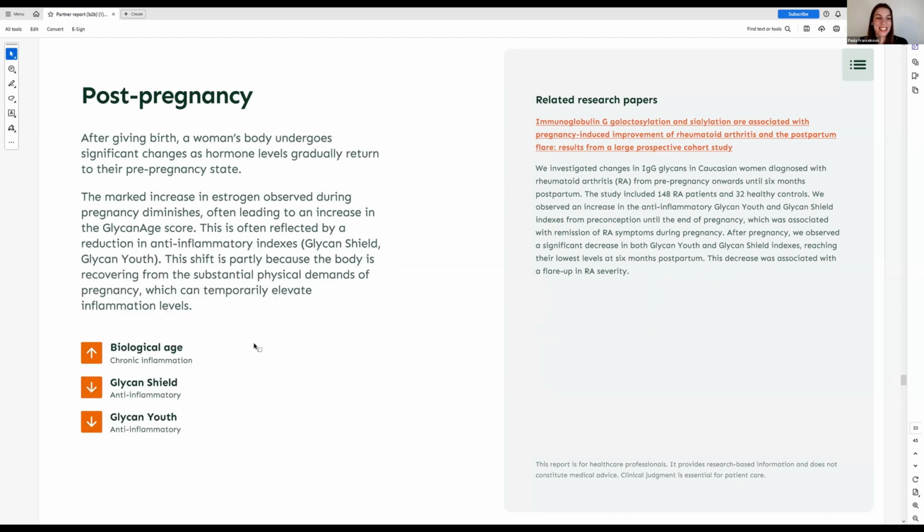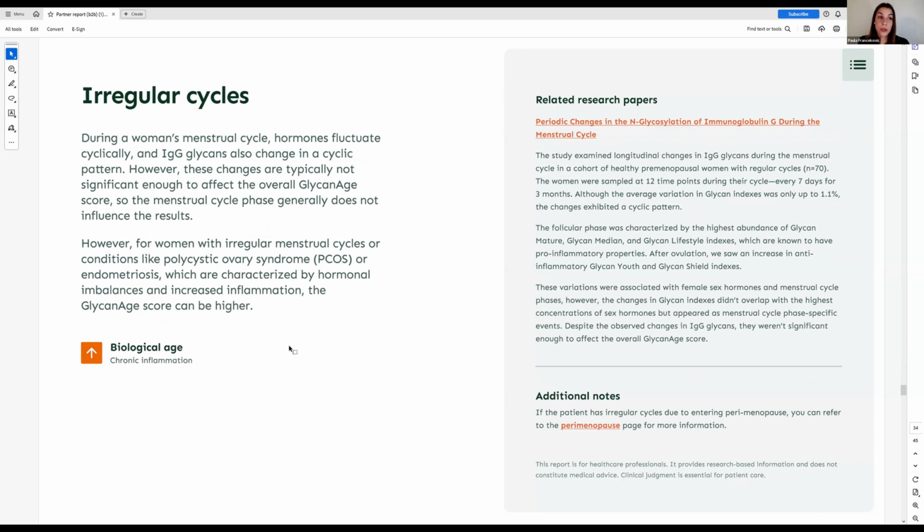Unfortunately, post-pregnancy, we see quite the opposite. So we see a reduction of the anti-inflammatory protection and an overall increase of the age in that period. And this should be supported with proper preventative therapies and efforts to boost again the anti-inflammatory capacity of the immune system. We also know that irregular cycles often come with an overall higher biological age.